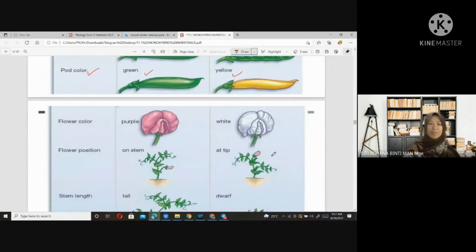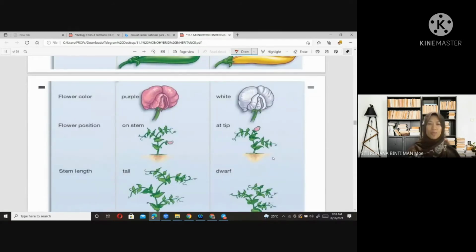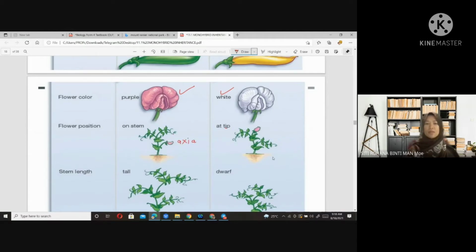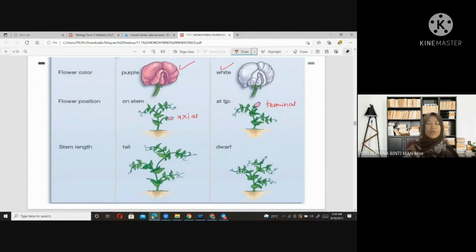Flower color, purple and white. Okay, purple is dominant, white is recessive. Flower position on stem at tip. Okay, on stem at tip. This one axial. Kalau istilah tepat lah, axial at tip. Terminal. For this sebut begini. Okay, stem length tall and for recessive dwarf. For sure, most of the garden pea plants tall. Okay, and sikit je lah yang dwarf. Kerdil, okay.